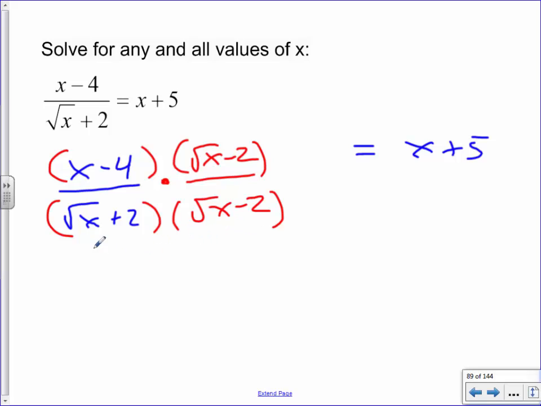So let's just work with the bottom. What happens when you take root x and you times by root x? It's just good old x. Because it is root x squared, but you could square root the x squared. So you just have x on the bottom. What happens when you take this 2 and you times by that minus 2 right there? Minus 4.